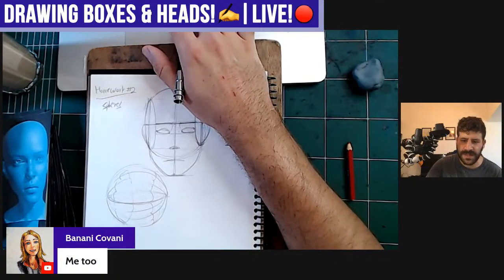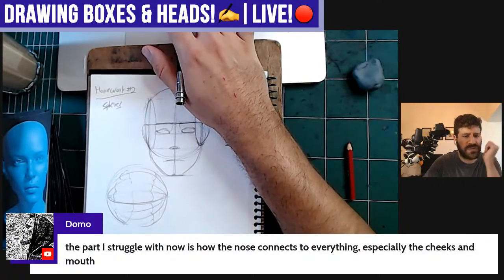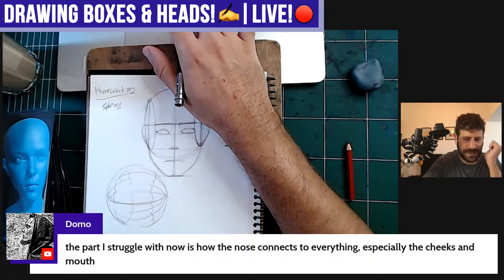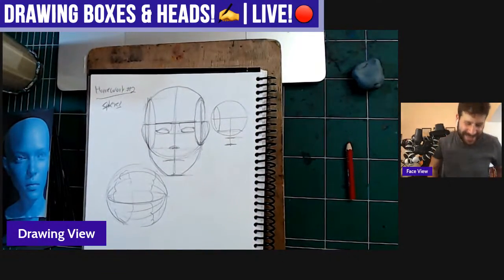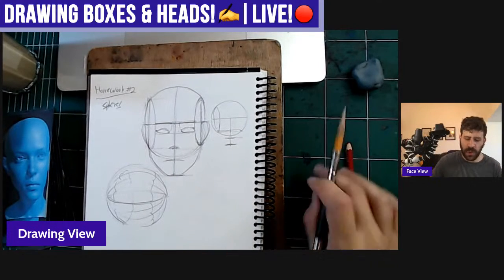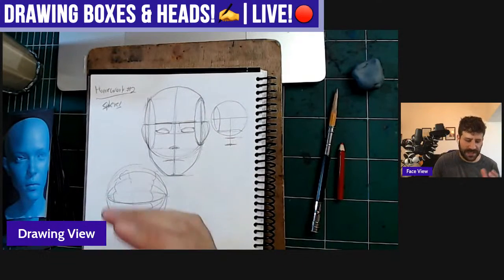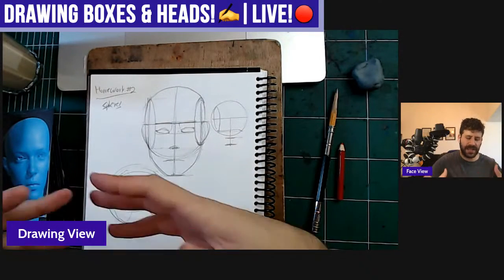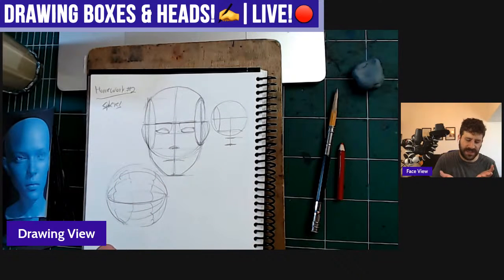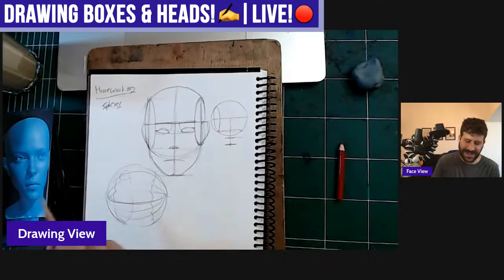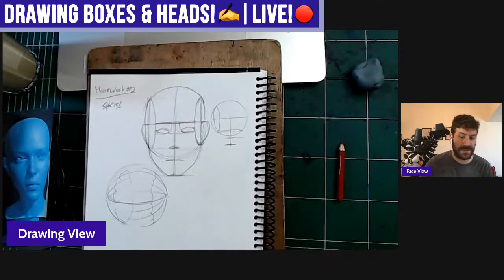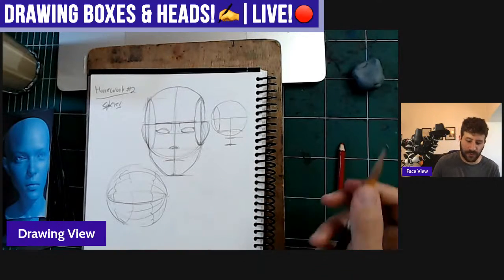That's really nice. Domo, the part I struggle with now is how the nose connects to everything, especially the cheeks and mouth. Yeah. Same thing for me. I'm still learning these things. You know, it's not easy. What you want to learn is the major planes of the face, because there are a few main planes, like the eye sockets, how they're dented inwards. The nose has the front and sides. The mouth has, you know, the bottom of the lip, the top. It's that kind of a thing you want to practice individually and then put it together. I'm still working on these things, so I won't attempt to fully explain them.